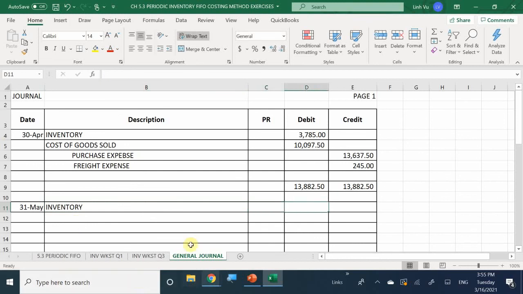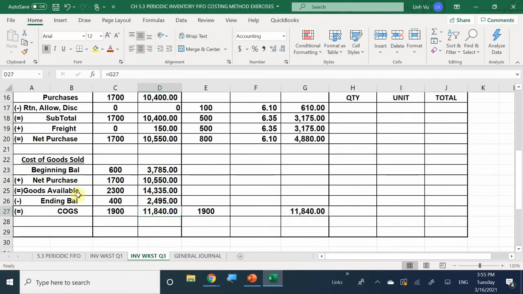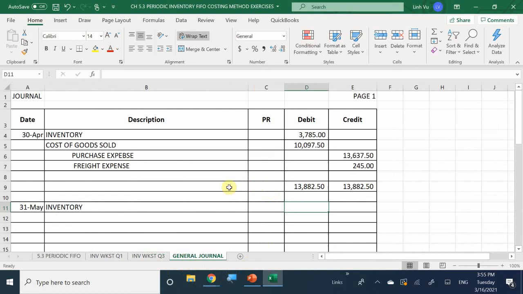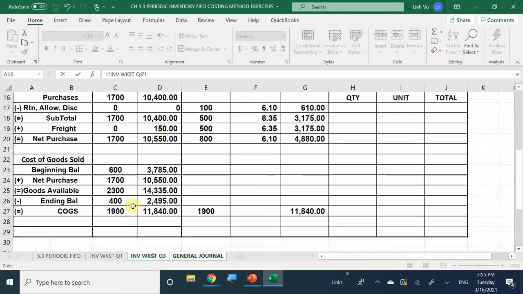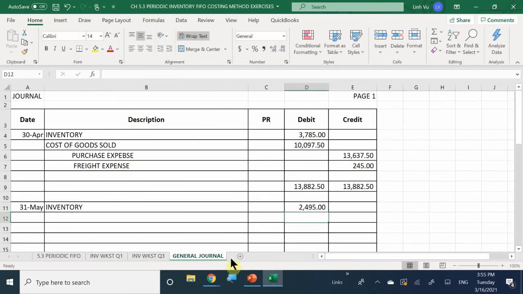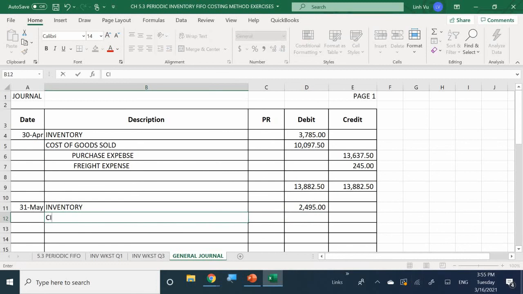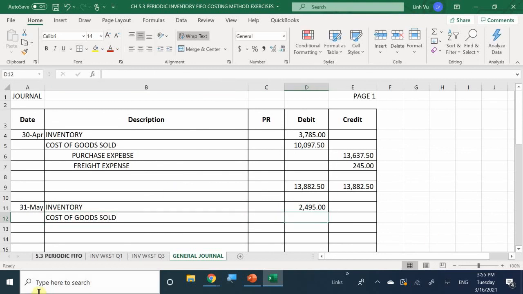So again, this 400, right? Let's take a look at the worksheet. How much was it for? $2,495. Exactly. So I'm just going to self-reference that real quick. $2,495. Okay. What else do I have to recognize? Cost of goods sold. That's out. Yes, absolutely correct. Cost of goods sold. All right. In this case, how much did I solve for my cost of goods sold for?